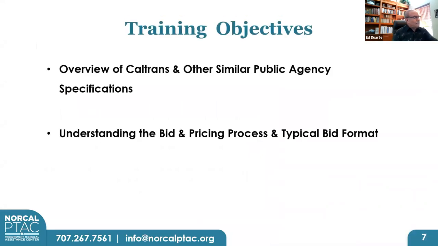What we want to talk about today is the overview of Caltrans and other similar public agency specifications and their requirements for bidding, and to try to understand the bid and pricing process and the typical bid format. As James mentioned, I will be going through about a dozen other slides, PDF attachments, to illustrate the types of documents that you will be involved with.